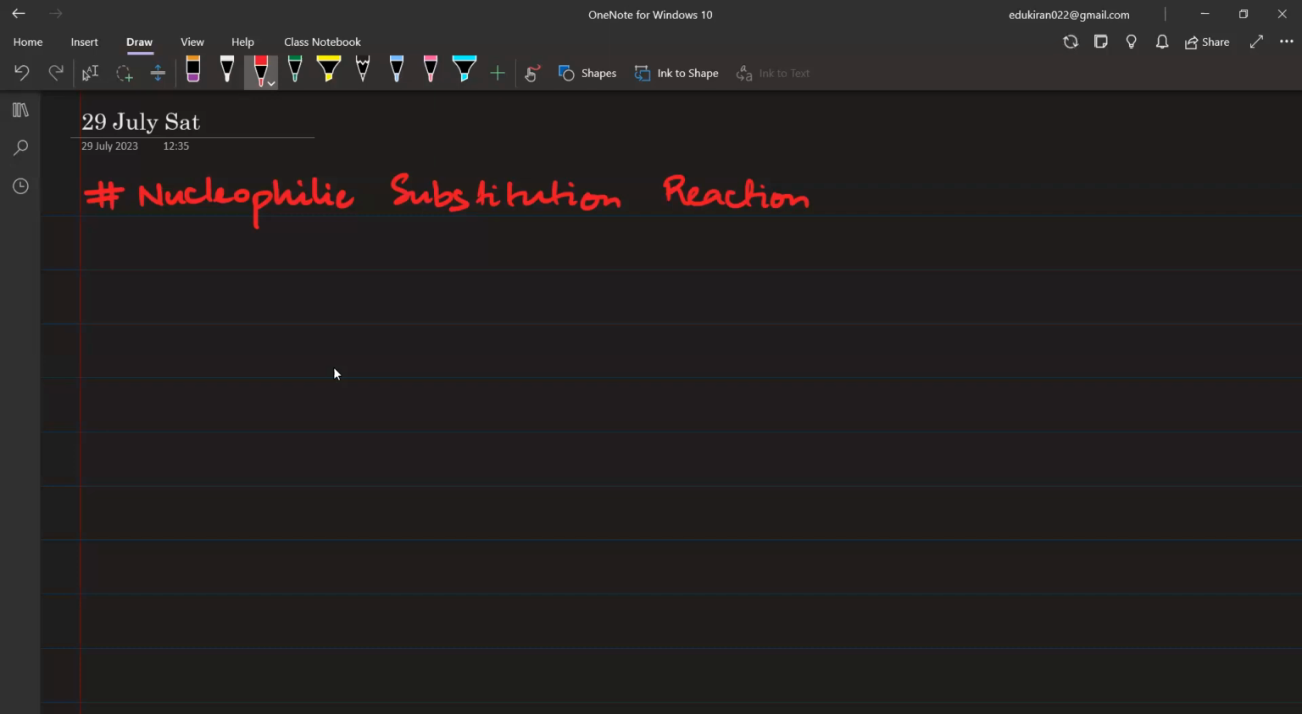Now, what happens in this reaction? Basically, we have haloalkane, and if you look at the nature of haloalkane, don't write anything right now. The halogen atom is more electronegative. That is why it is going to pull electrons from the alkyl group, making the halogen delta negative, and the alkyl group will be delta positive.